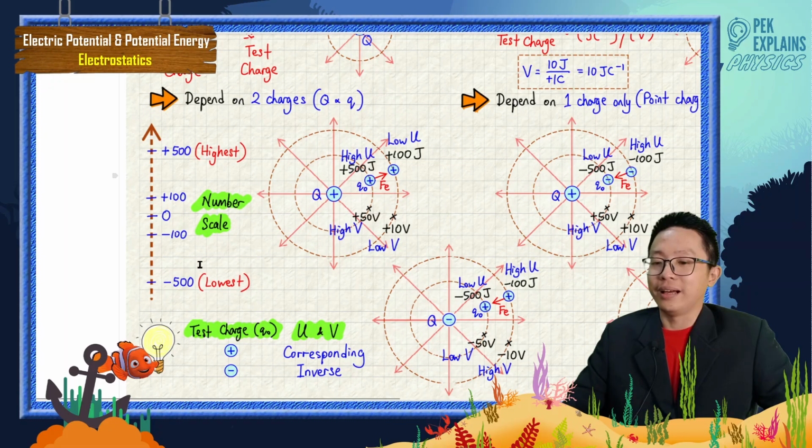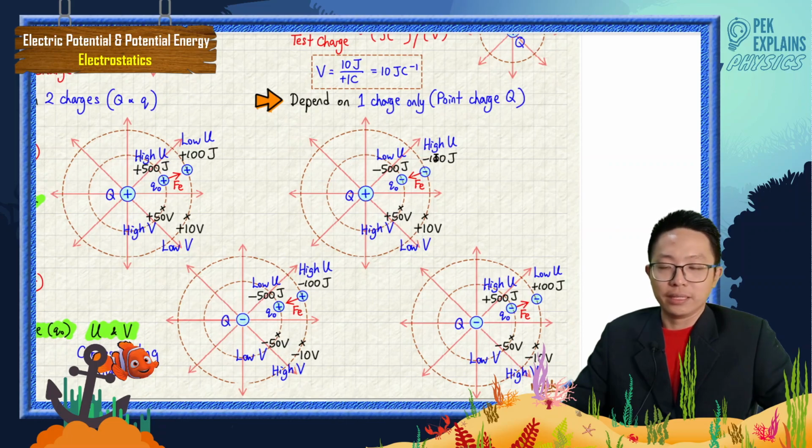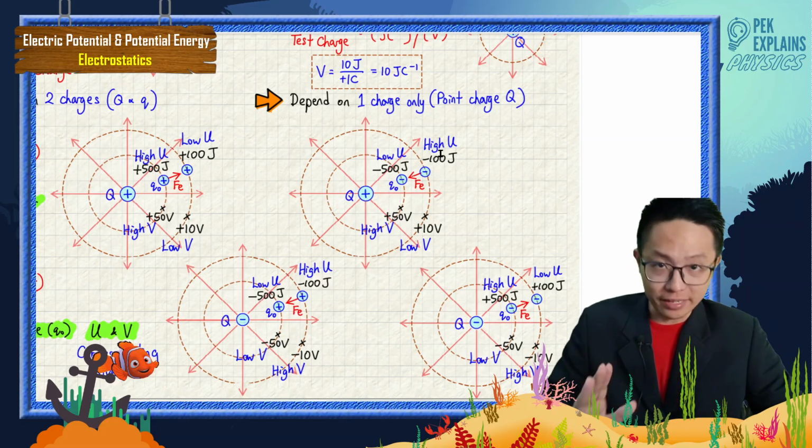Which one? The less negative. The less negative is the higher. The more negative is the lower potential energy. So the less negative is the higher potential energy. So that means the test charge, this one, which is further away from the positive point charge, has higher potential energy. You understand?